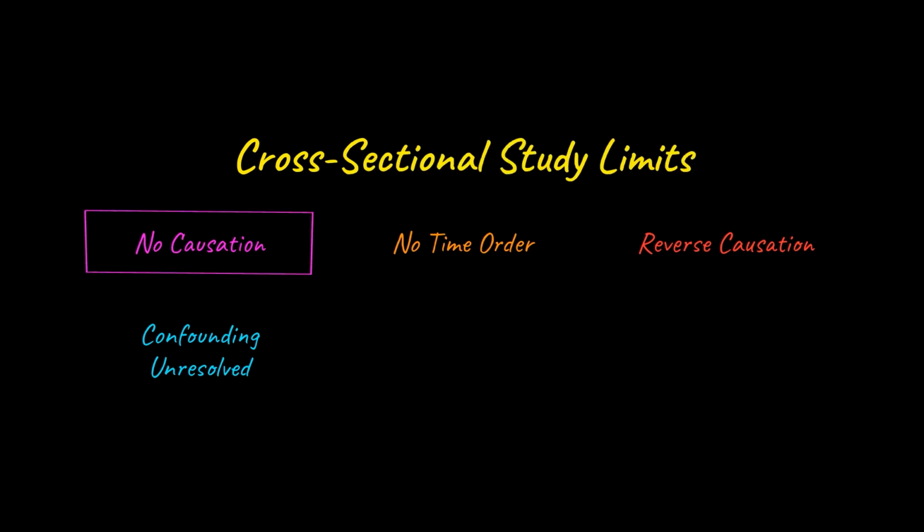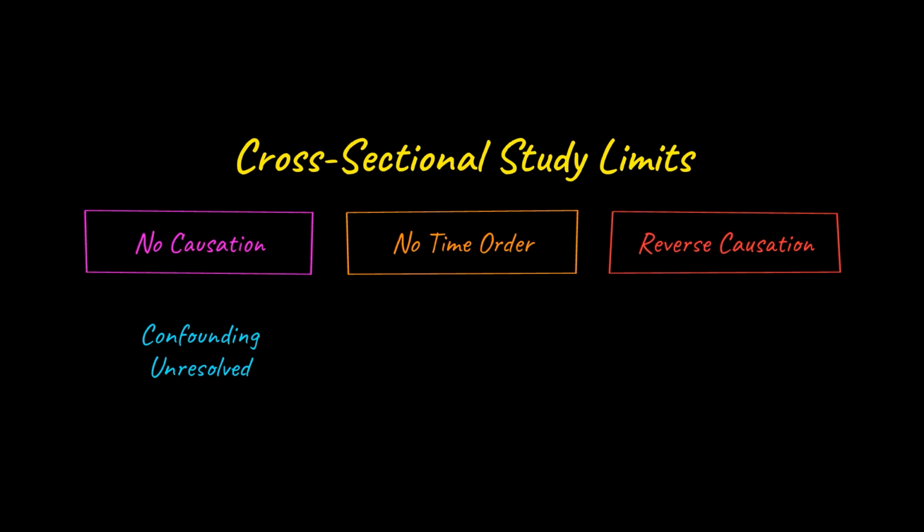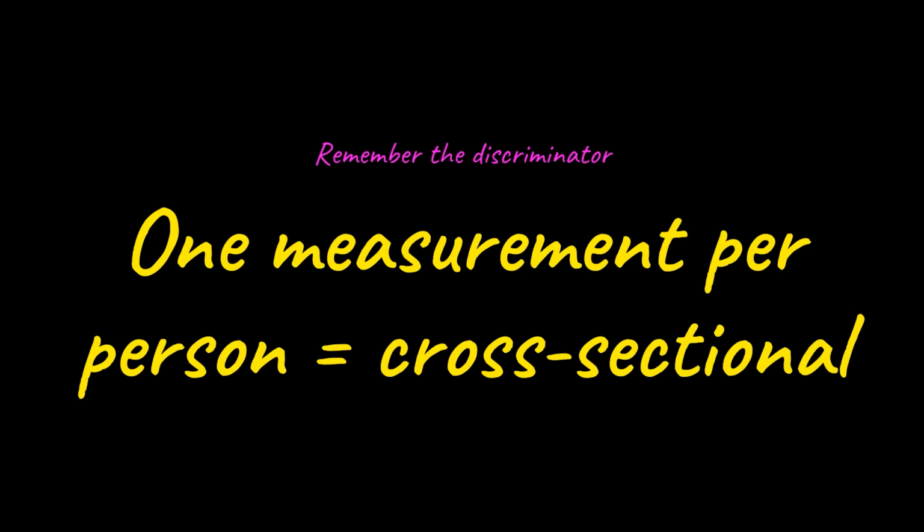This is the critical exam trap. Never assume an association found in a cross-sectional study is causal. 4 limitations explain why the design establishes no causation, imposes no time order, leaves reverse causation possible, and leaves confounding unresolved. The cleanest way to identify a cross-sectional study is this. If each participant contributes one set of measurements on one occasion with no follow-up, the study is cross-sectional. Signal words on exam stems include snapshot, single point in time, prevalence, and current rate.